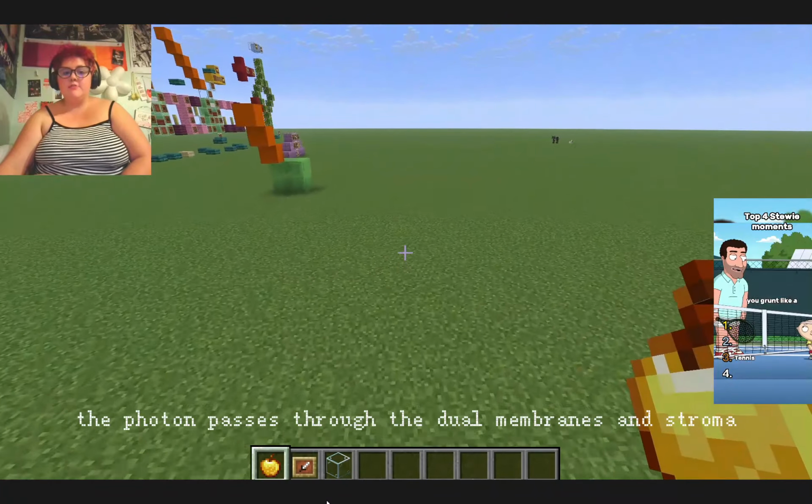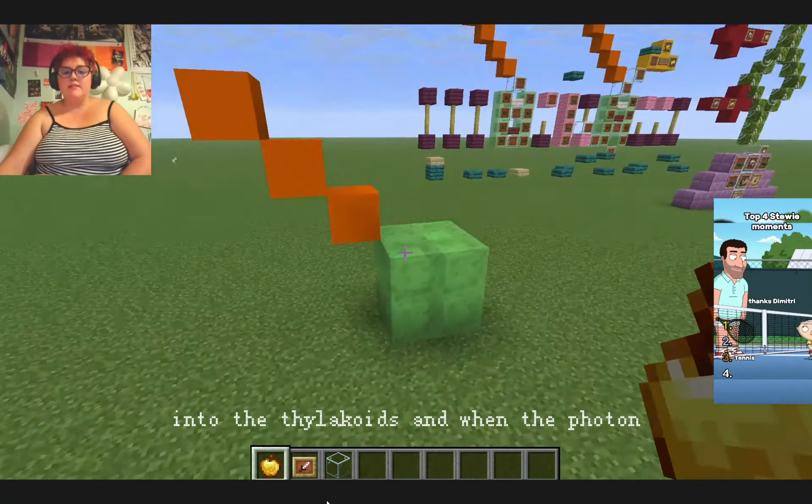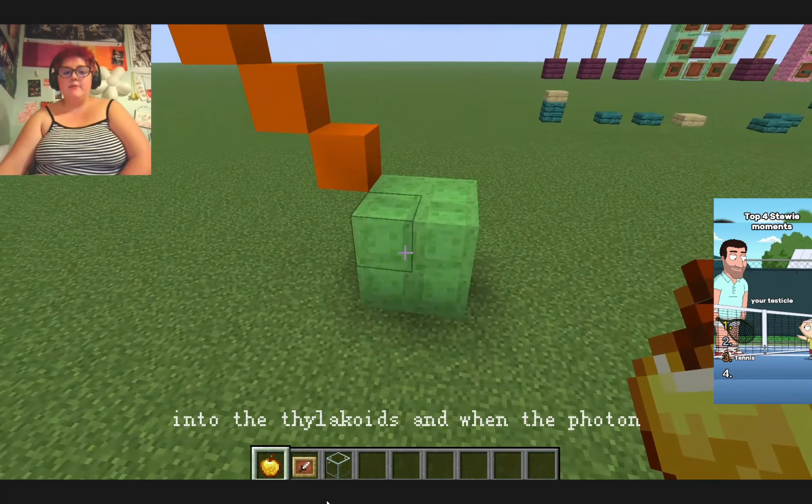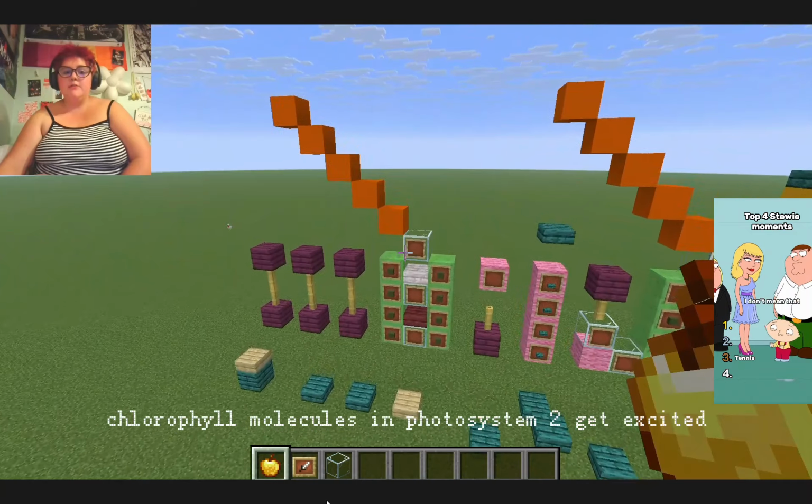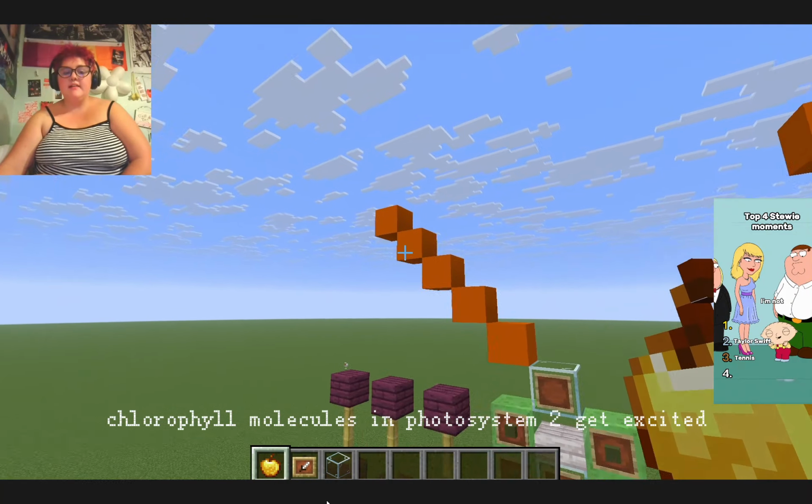The photon passes through the dual membranes and stroma into the thylakoids, and when the photon of light hits the thylakoid membrane, chlorophyll molecules in photosystem 2 get excited.